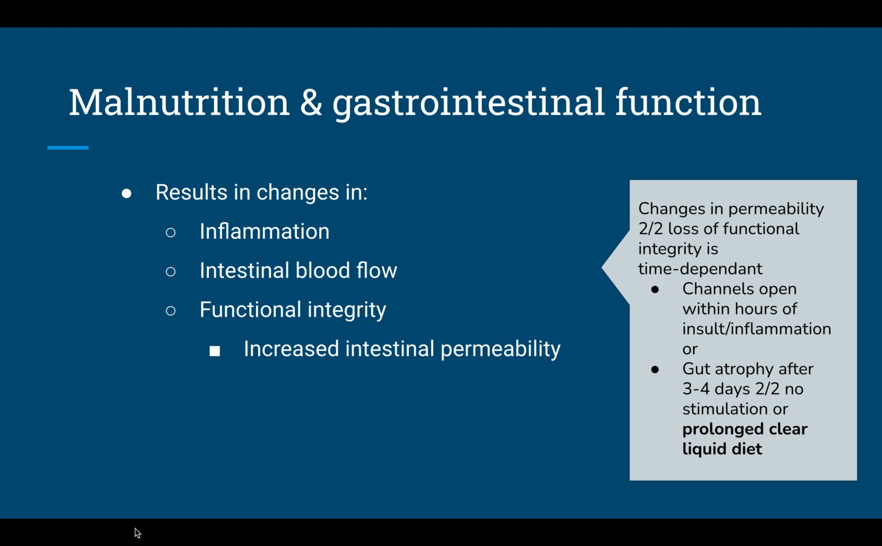There's also a change in intestinal blood flow, and the big one for me is the functional integrity, because the GI is formed by very tight junctions. So it's really tight, the system. It doesn't let bacteria in. But when you have a patient without food, without nutritional support, it becomes more permeable. And with that, bacteria can pass from the GI through the blood system.